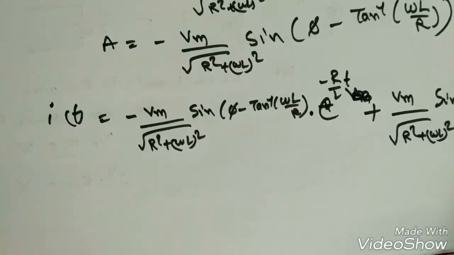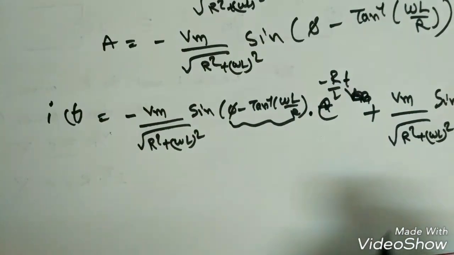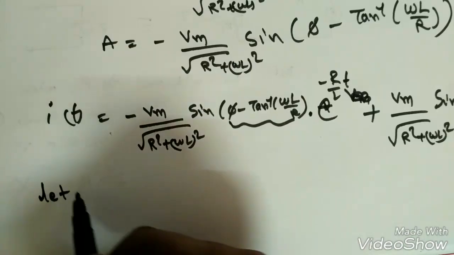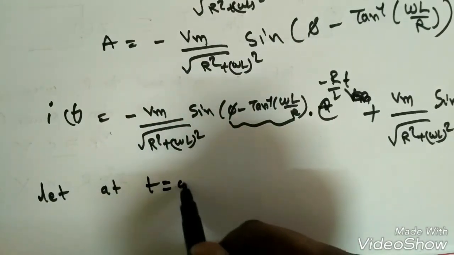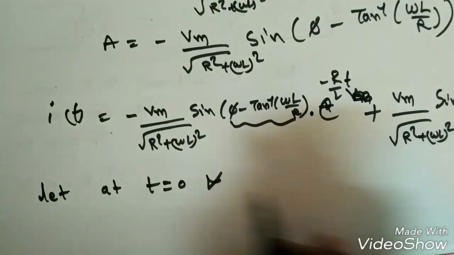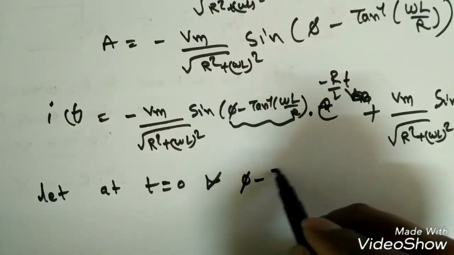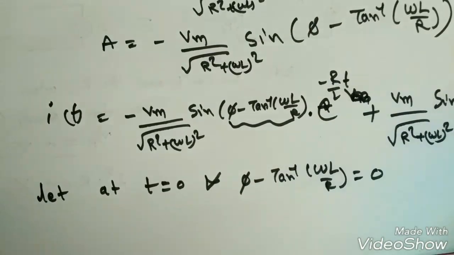Now if you see this expression, suppose this value is 0, let us say at t equal to 0 the switch is closing, and this pi minus tan inverse omega L by R, suppose it is equal to 0.